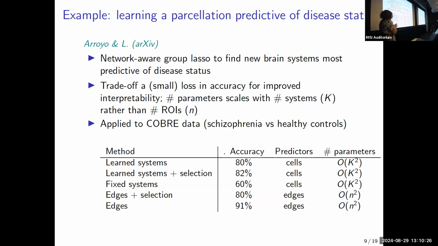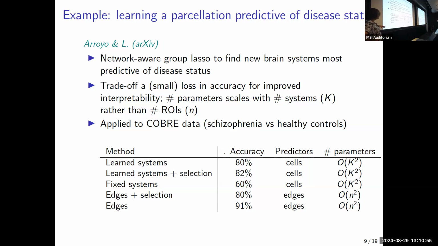We said, instead of using a standard parcellation, let us learn the best parcellation for this classification. We're still going to do it at the cell level, but we will learn the best brain systems. Maybe we'll discover something. If you look at this comparison, this is in terms of classification accuracy. If you just throw all the edge weights in, you actually get the best accuracy, because that's where all the signal is. You're not losing anything.